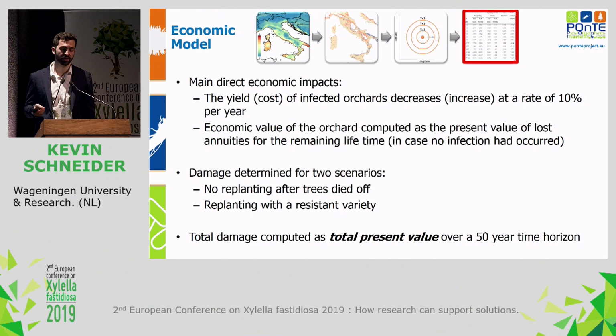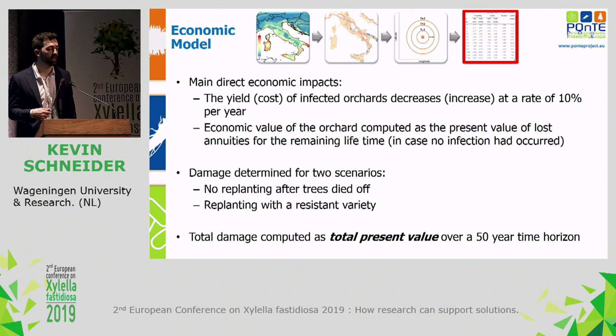The worst case scenario is one in which production is ceasing once the orchards die off. The best case scenario is one where farmers are able to replant with a resistant variety that essentially produces the same profits as the susceptible equivalents and is completely resistant to the pathogen. The total damage over 50 years is then computed as present value.